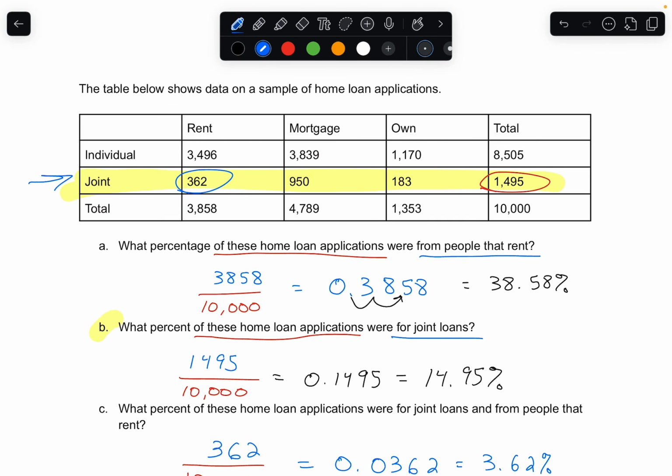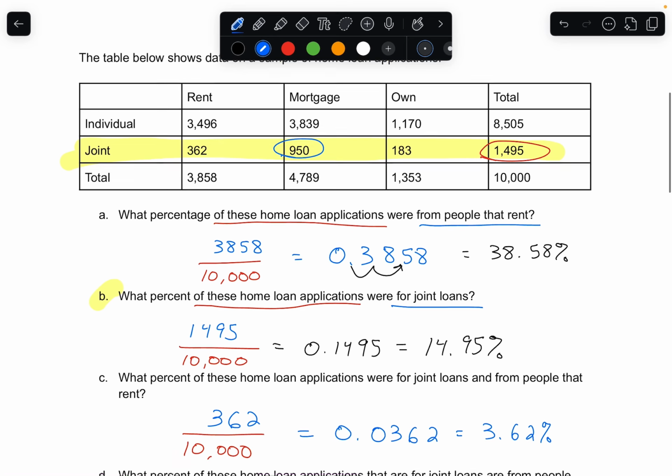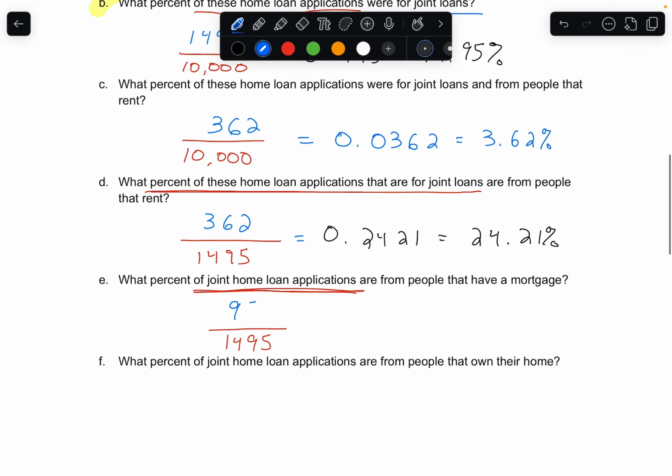So I'm going to scroll up and I'm going to say, well, again, I'm looking at only the joint row. I don't really care about anything else. But this time around, I want to look at the number of people that have a mortgage. So the number of people that have a mortgage that applied for a joint loan is 950. So I'm going to take 950 divided by 1,495. So 950 divided by 1,495 gives me 0.6355, that would round up, or 63.55%.